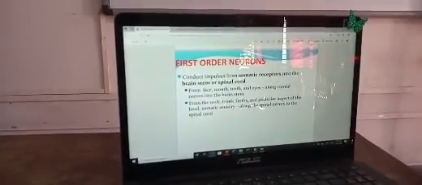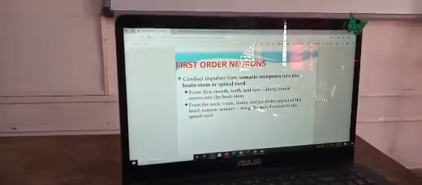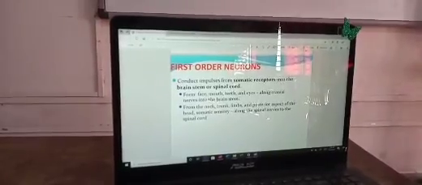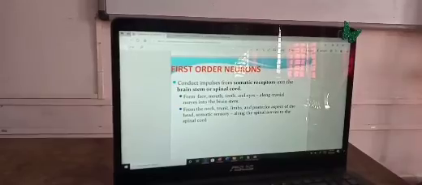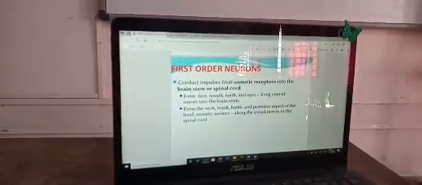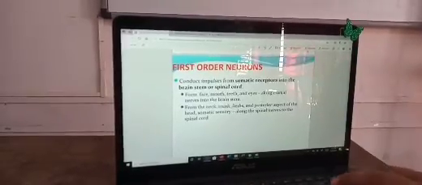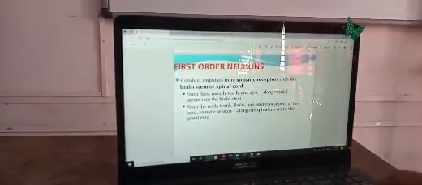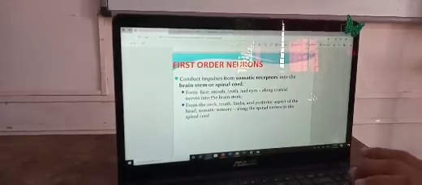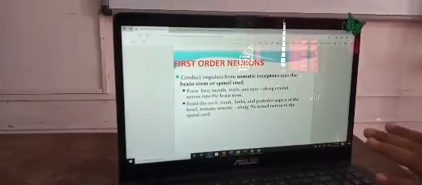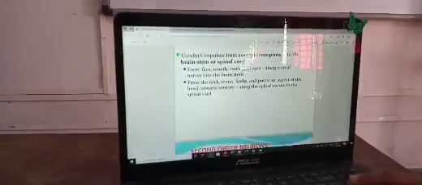Now what is this first order neuron? It conducts impulses from the somatic receptor into the brain stem or the spinal cord. From the face, mouth, and eyes, impulses go along with the cranial nerves into the brain stem. From the neck, trunk, limbs, and the posterior aspect of the head, somatic sensation is passed along the spinal nerves to the spinal cord.